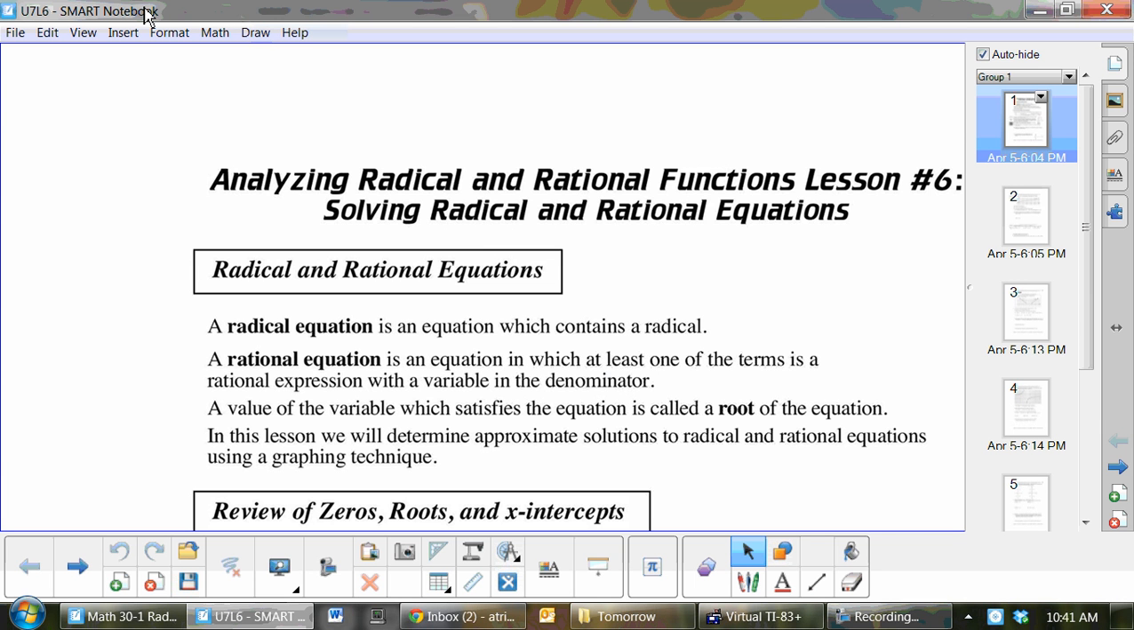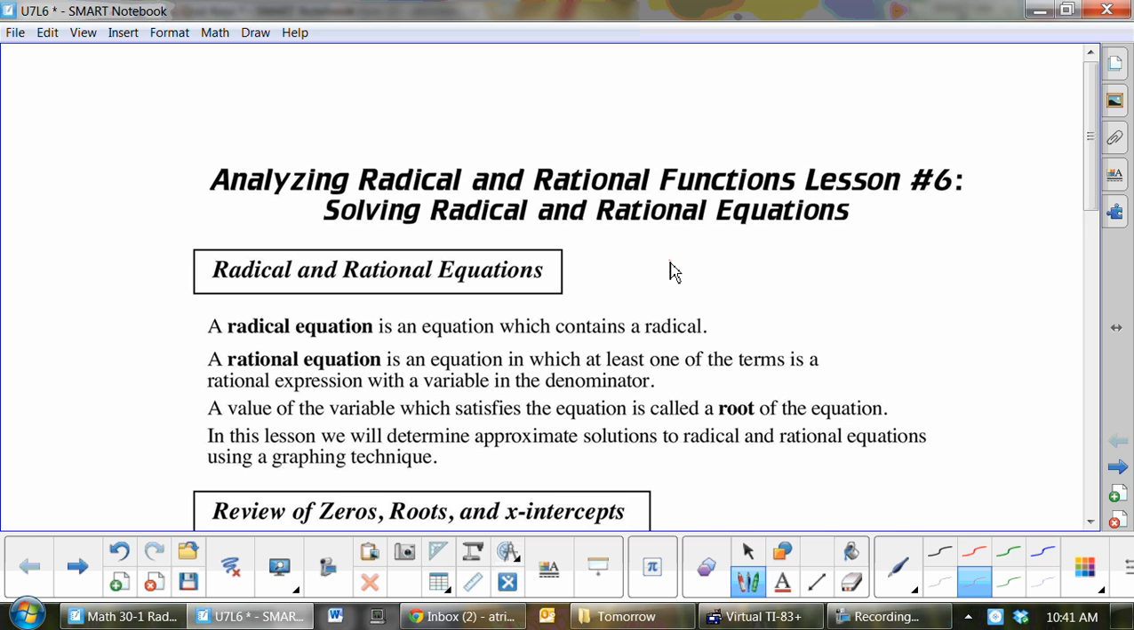Okay, so today we're going to finish the unit. So pretty short and sweet, and a lot of ways to be able to check your work over with calculator.